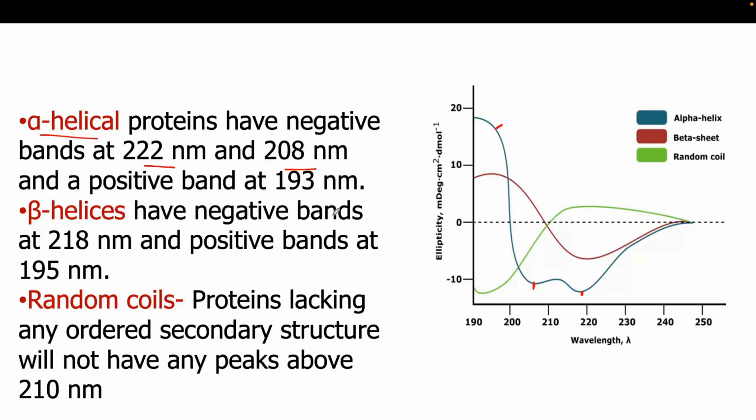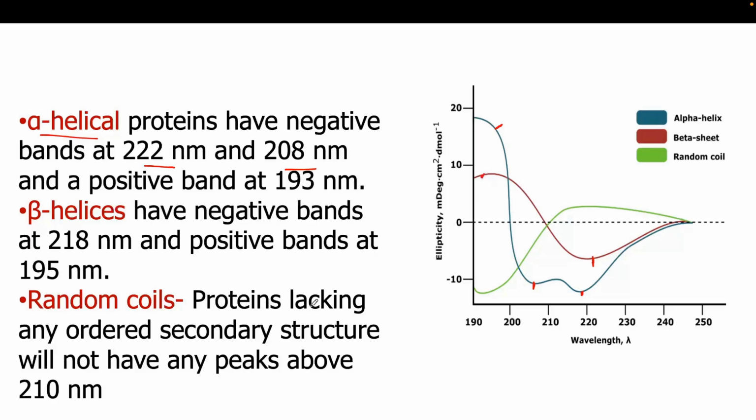Then beta sheet has a negative peak at 218 nanometer and a positive band at 195 nanometer. This red color is the beta sheet. There is one negative and one positive peak. At 218 there is a negative peak, and at 195 there is a positive peak.